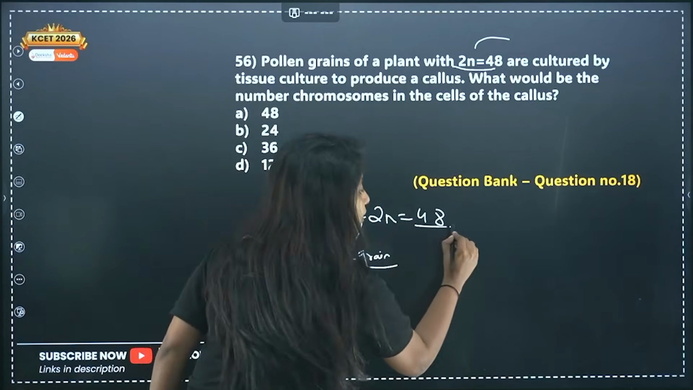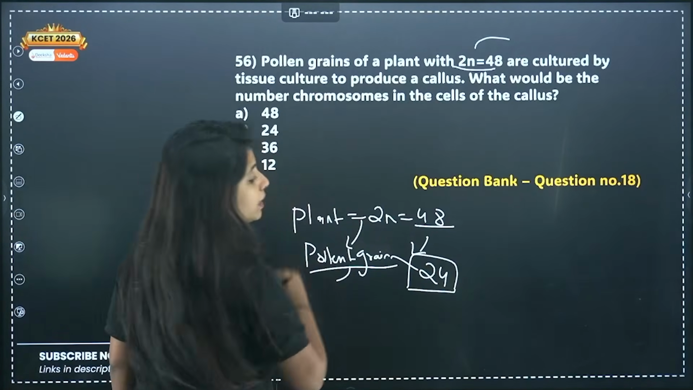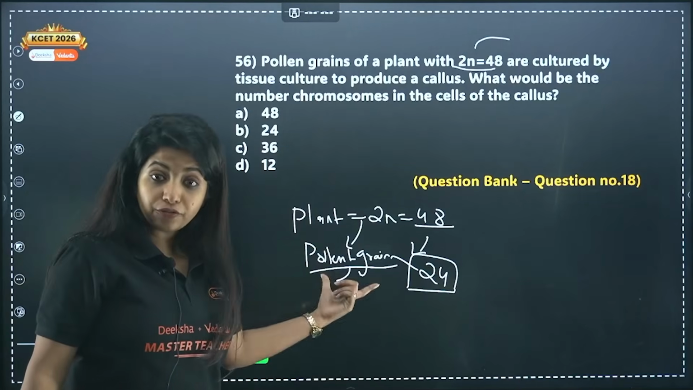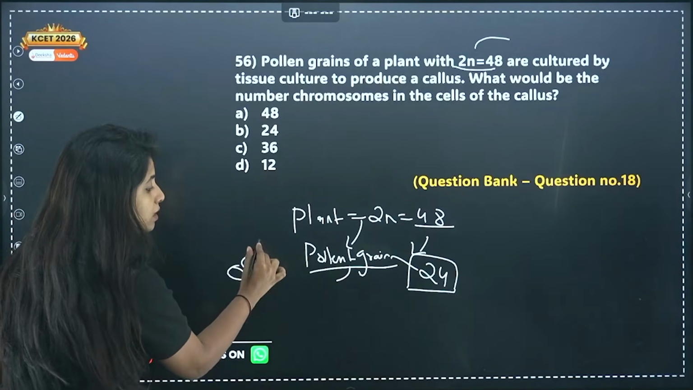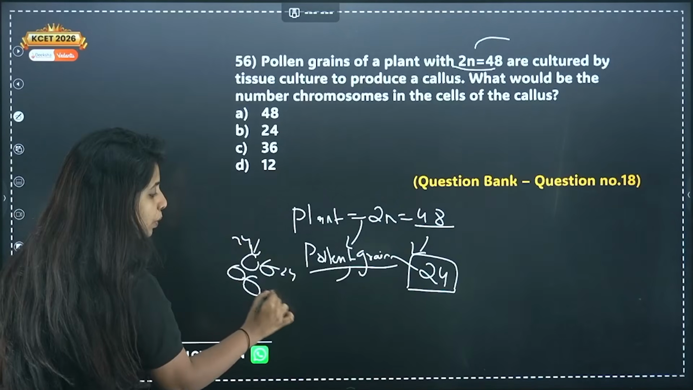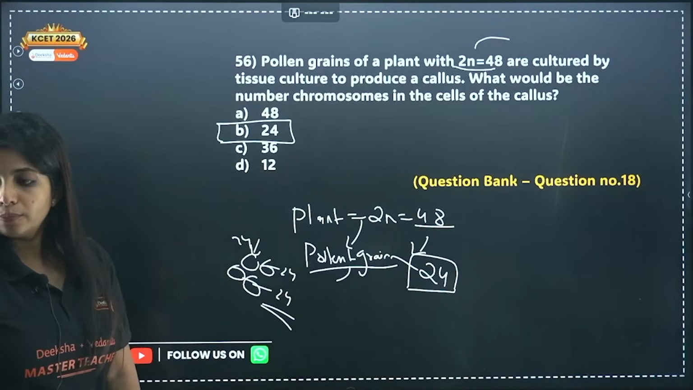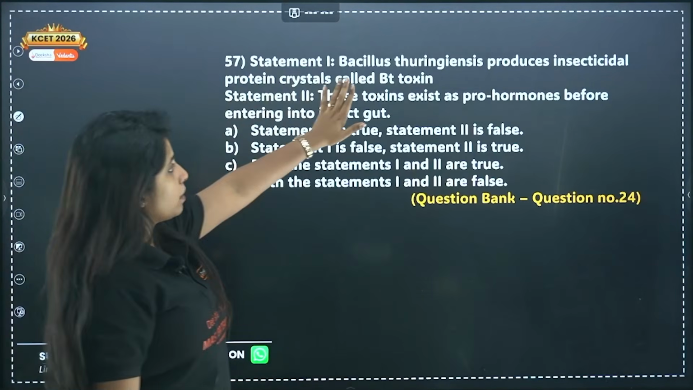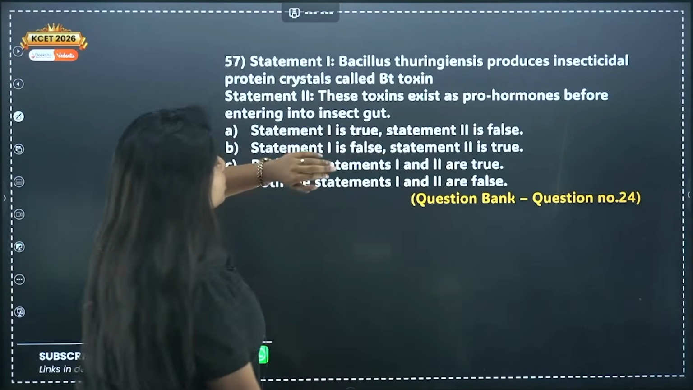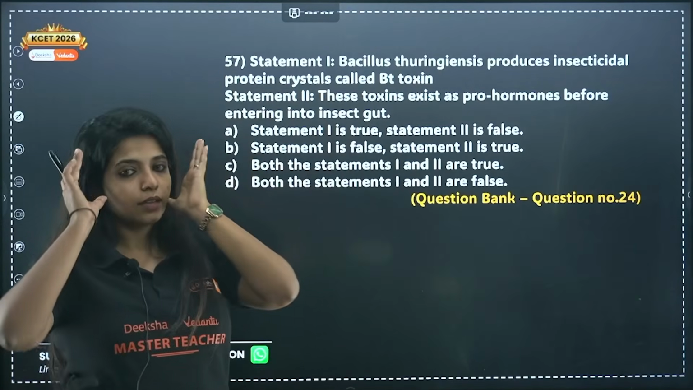So if 48 was there, then in the pollen grain it will be half of it, which means it will be 24. Now if this pollen grain is used to make a callus, that means a group of cells, then all the cells will have only 24 chromosomes, right? So your answer for this question is 24. Cool?